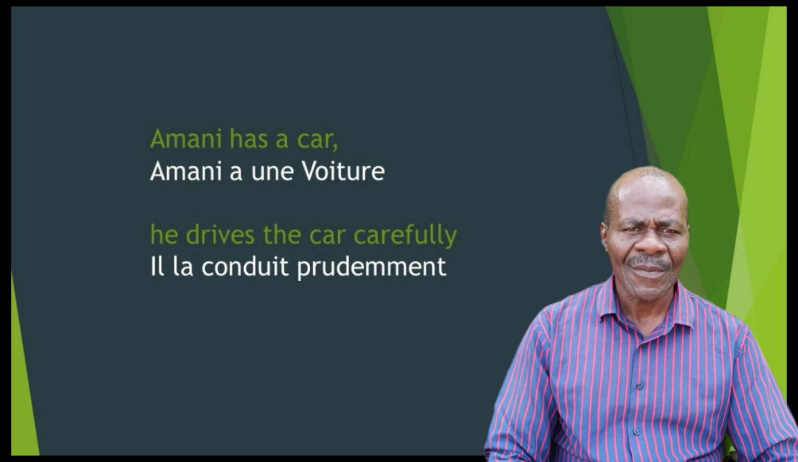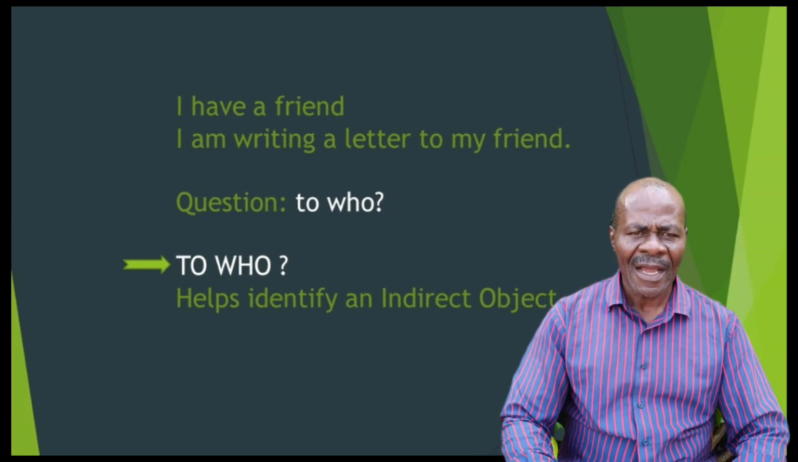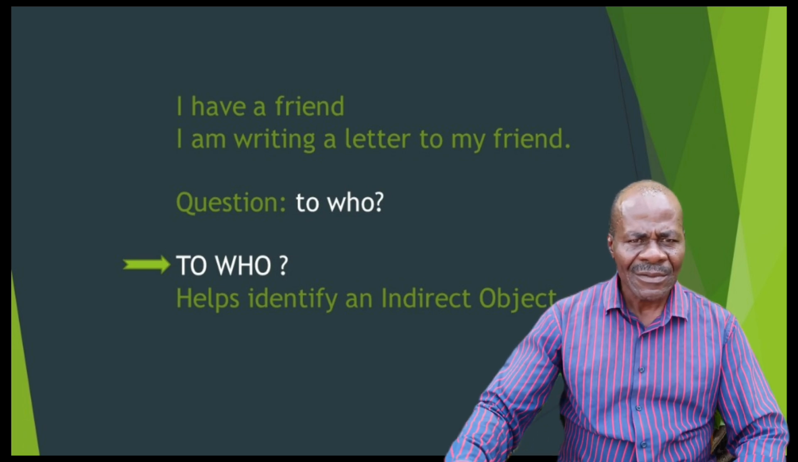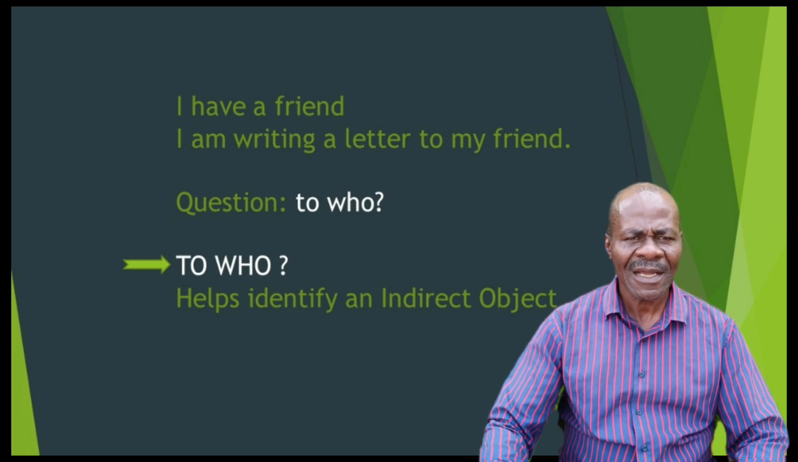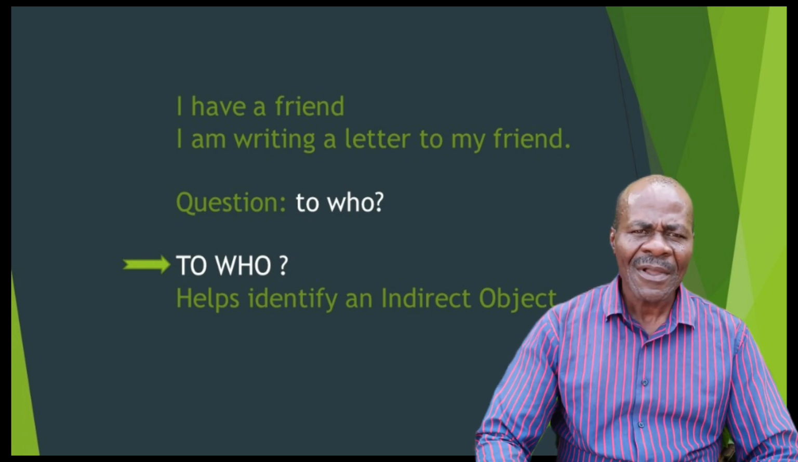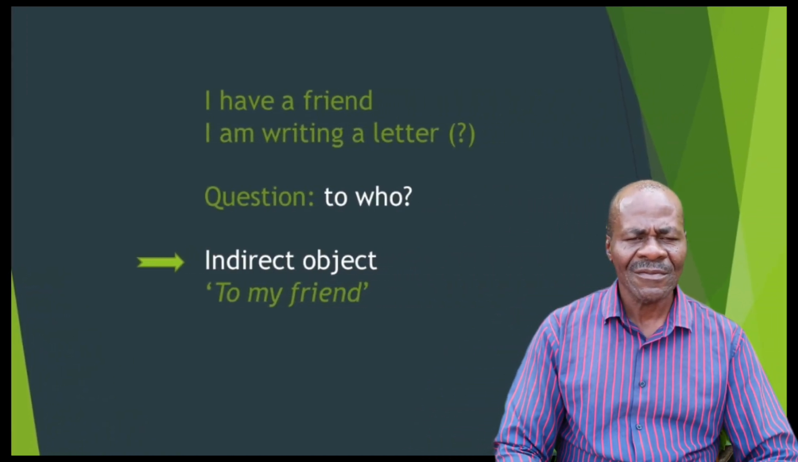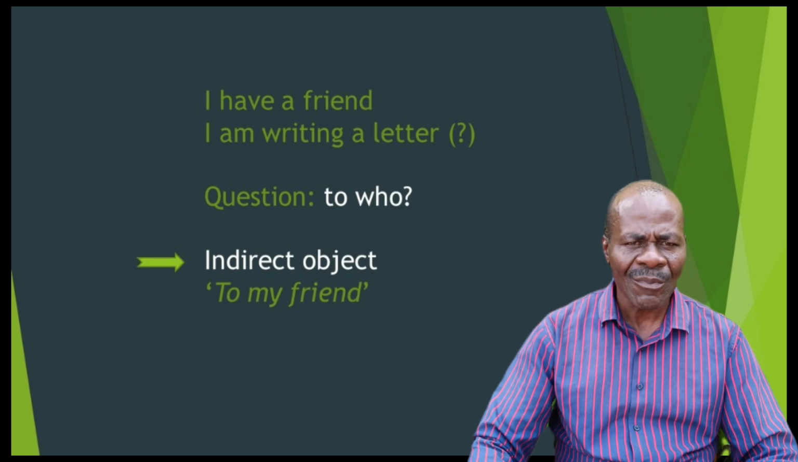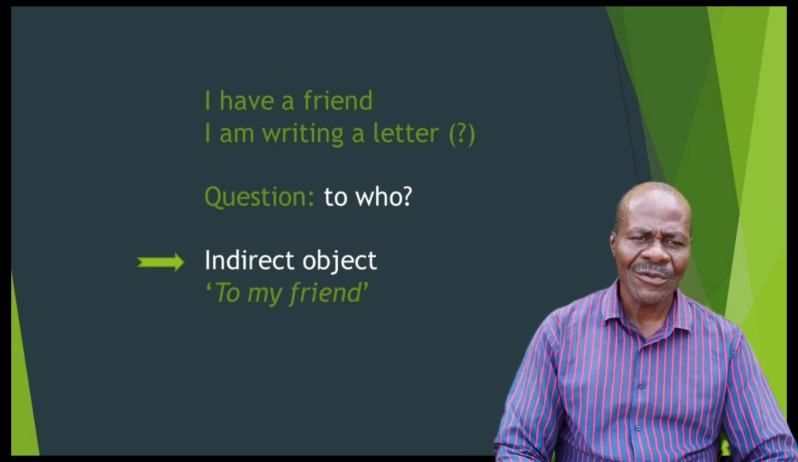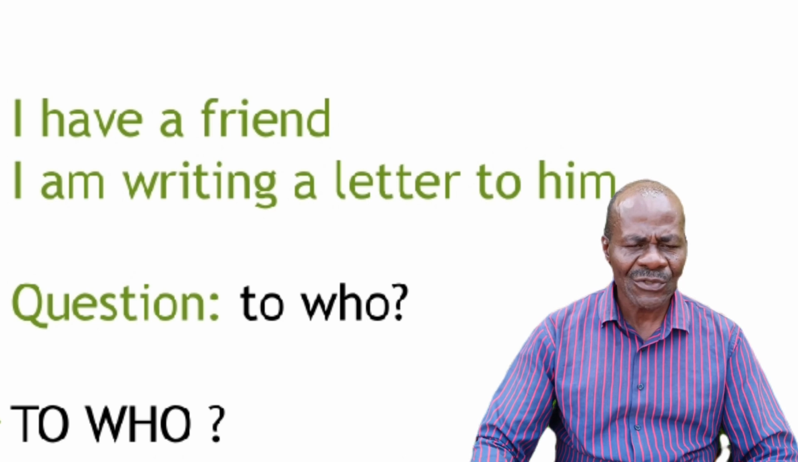So we'll have this example. Another example. I have a friend. I am writing a letter to my friend. I am writing a letter to who? To my friend. You see? So now you have to change my friend with a pronoun. You will have something like this. I have a friend. I am writing a letter to him.